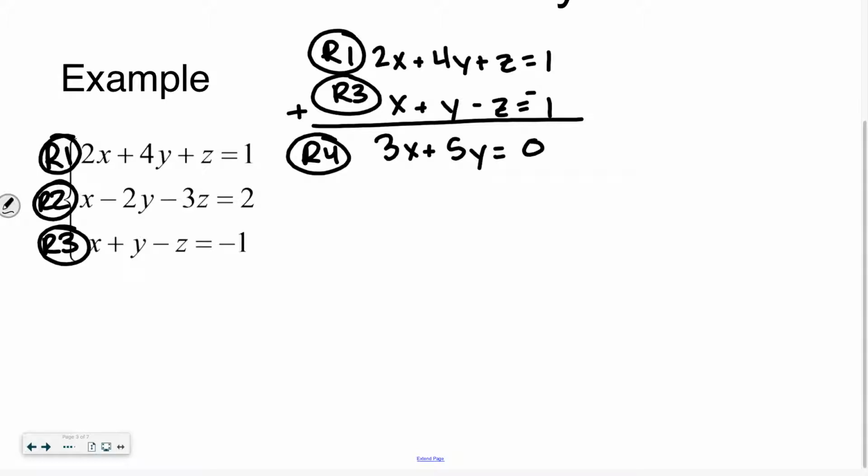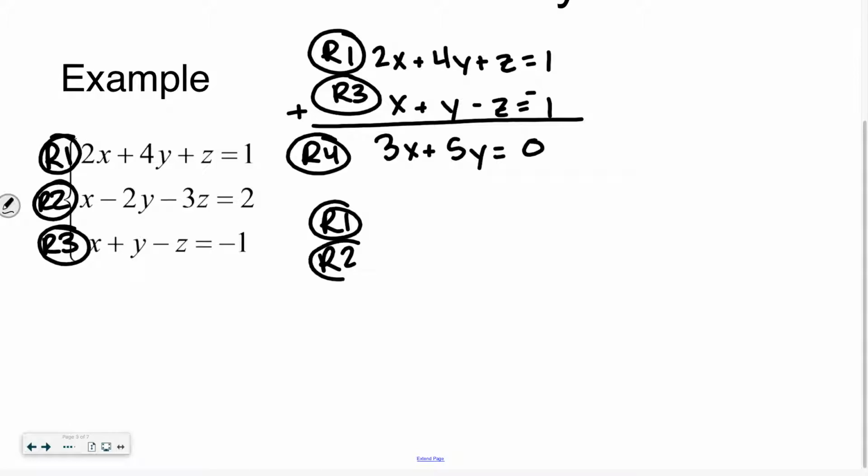Okay, so I've created one equation that now has 2 variables, but I'm not able to solve for one of those variables until I have 2 equations and 2 variables. So I eliminated Z once, now I have to eliminate Z again. This time, what 2 rows would you like to use to eliminate Z? Row 1 and 2. What will I have to do to row 1? Multiply by 3.